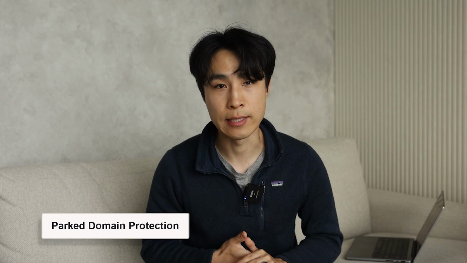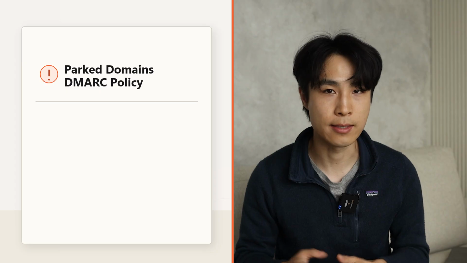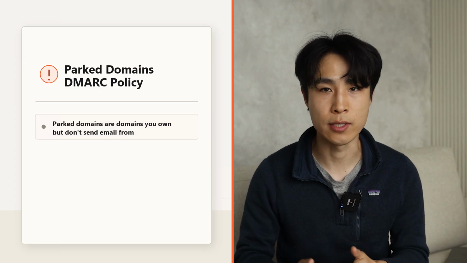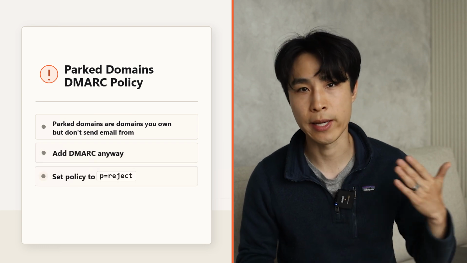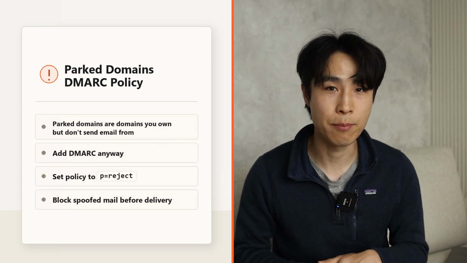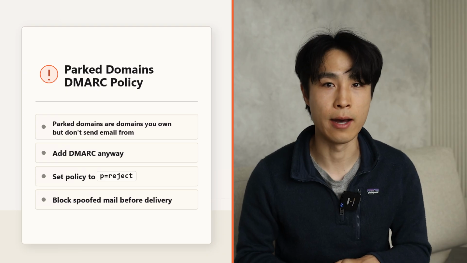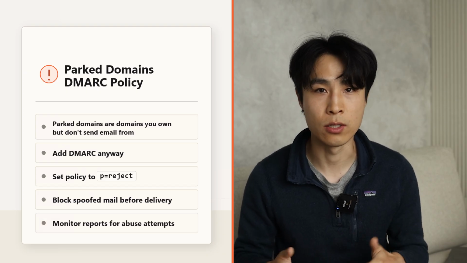One extra thing to know is if you have any parked domains, that's any domains that you own but aren't actually sending email from, you should set up a DMARC record on those straight away with just p=reject. Otherwise, attackers will happily abuse those domains you've forgotten about. It really only takes a couple of minutes and it locks that down completely. So that's it for Microsoft 365.